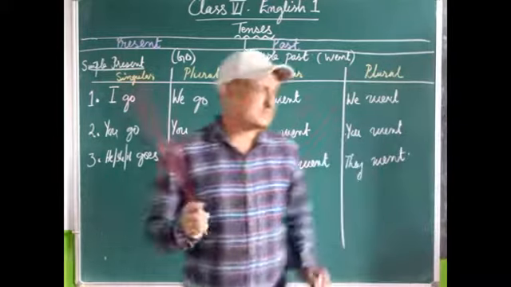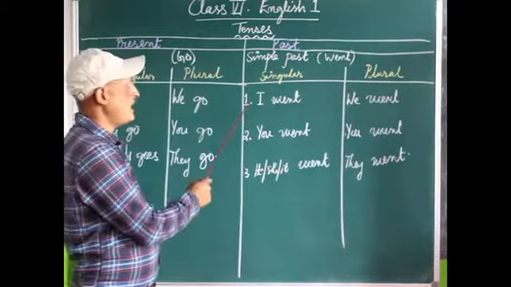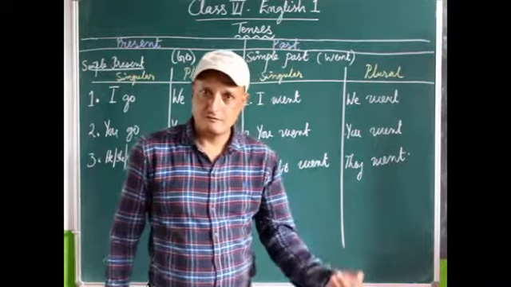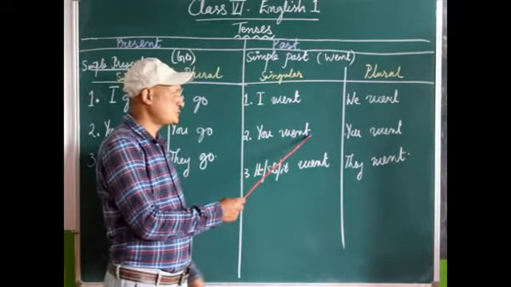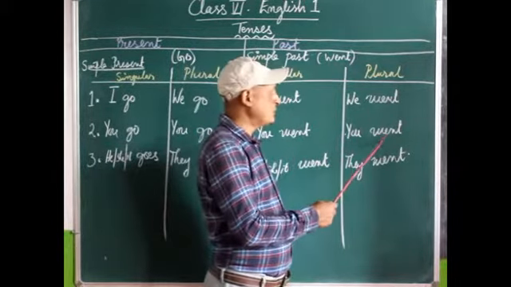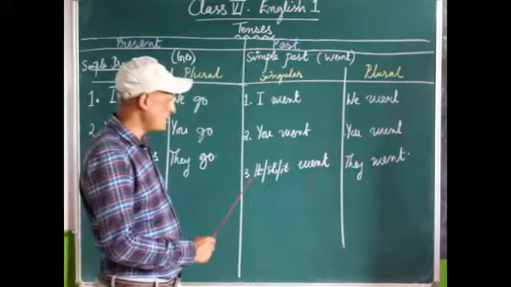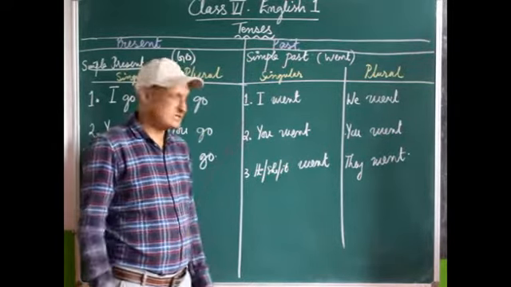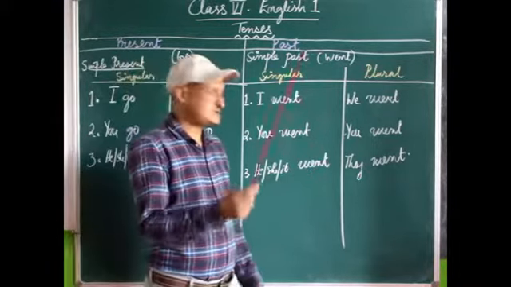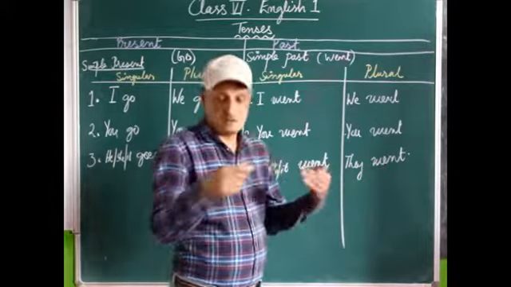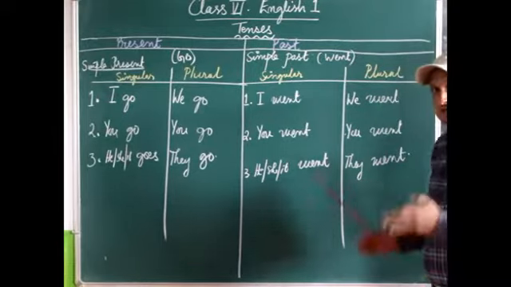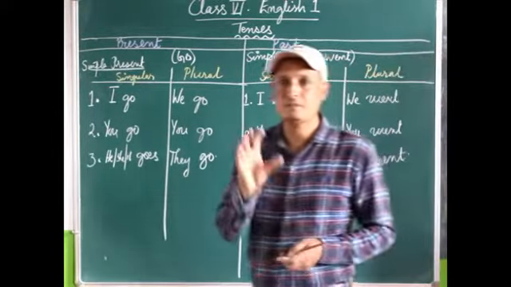Okay? Let's take an example. I went to the market. We went for fishing. You went to school. That is singular, individual. When you take out plural in general, you went somewhere. Now for he, he went yesterday. She went last year. It went yesterday. They went yesterday. Or they went in the morning. These are the way we write a sentence in the simple past.